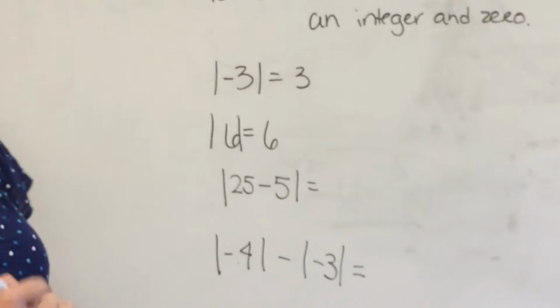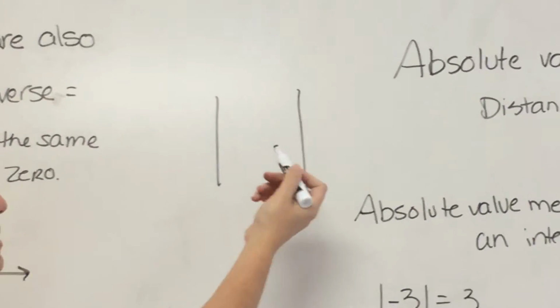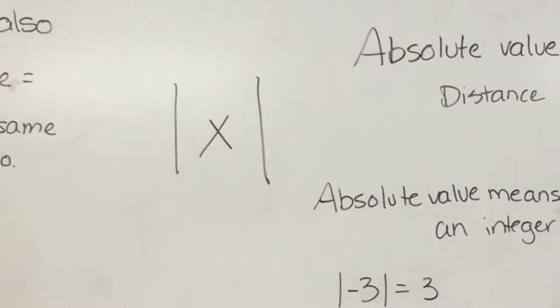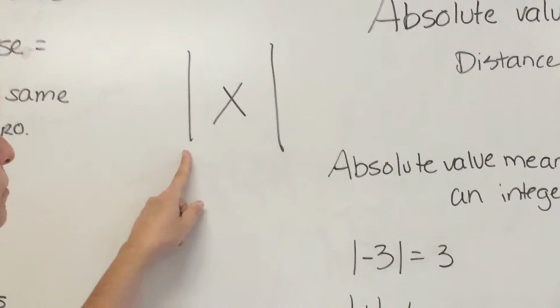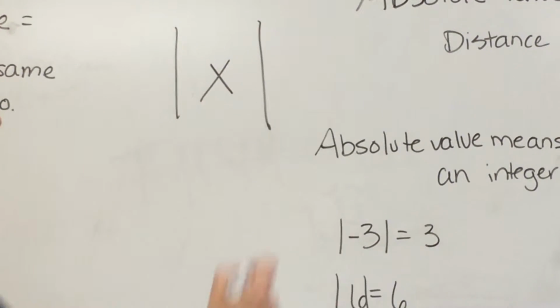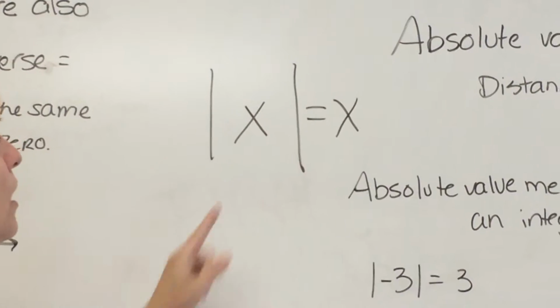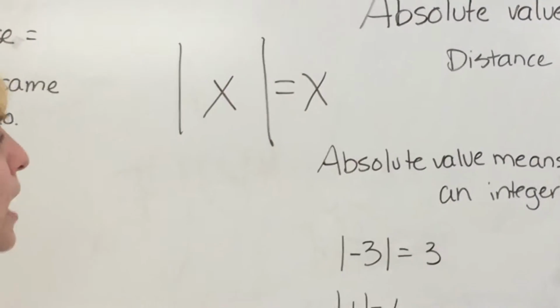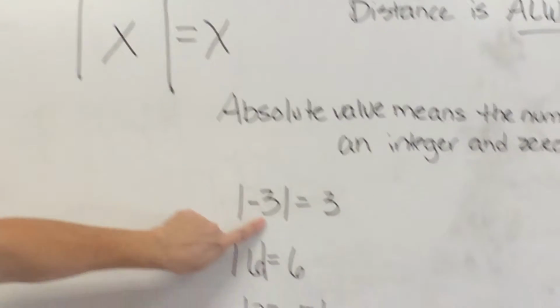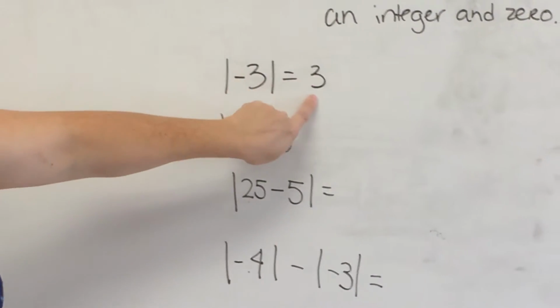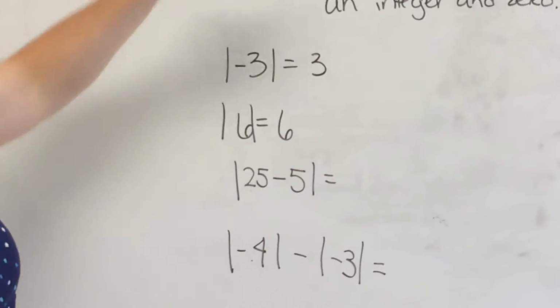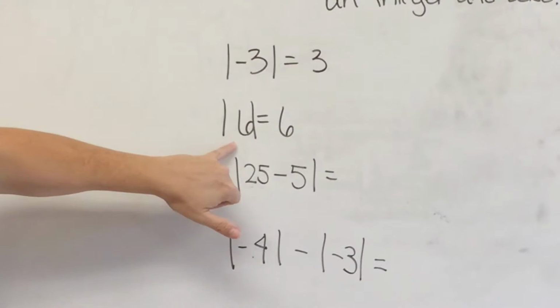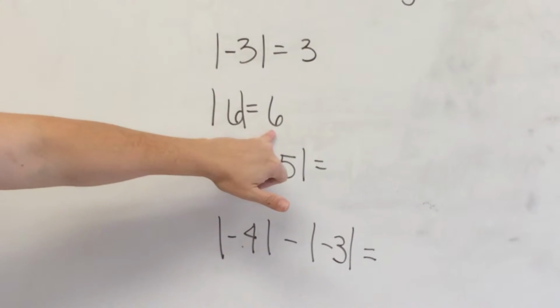So the absolute value is represented by the two lines that look like this, and whatever number is in there, let's say I put an X in there, this is just read as the absolute value of X, okay? And that's just going to equal whatever that number is, but always positive, okay? So the absolute value of -3 is 3 because absolute value is always positive. The absolute value of 6 is just 6.